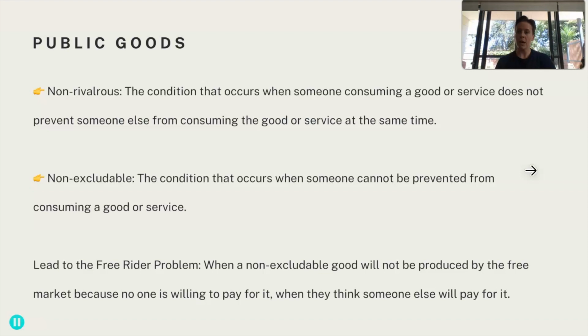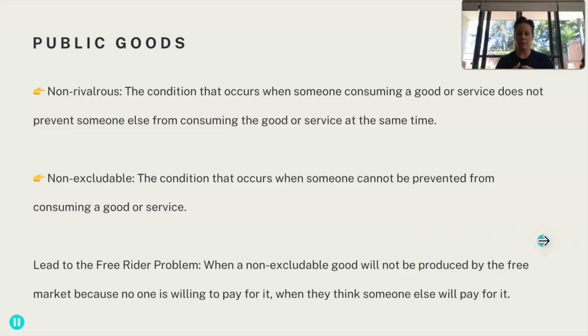The problem with public goods, however, is that's not the case. There is no price point to be charged, and as a result, everybody's able to consume it. And so the profit incentive for the producer is either non-existent or extremely low. So with these 2 things combined, the issue with public goods is that it leads to what's known as the free rider problem, when a non-excludable good will not be produced by the free market because no one's willing to pay for it when they think someone else will pay for it, okay?